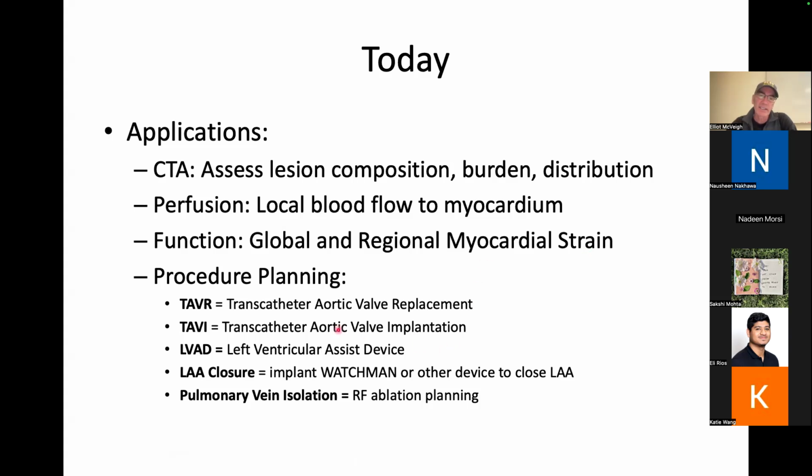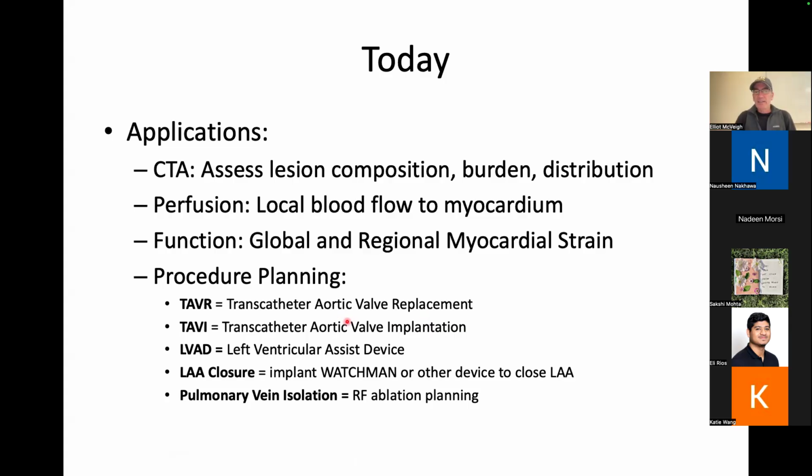And then CT is used a lot for procedure planning. So if you're going to get a new aortic valve put in your heart, the first thing you want to do is go get a CT and see how big the root of your aorta is. What size of valve am I going to need? Is there anything in there that I have to worry about, like calcium? Is there a lot of calcium on one of the valves? I need to take it out.